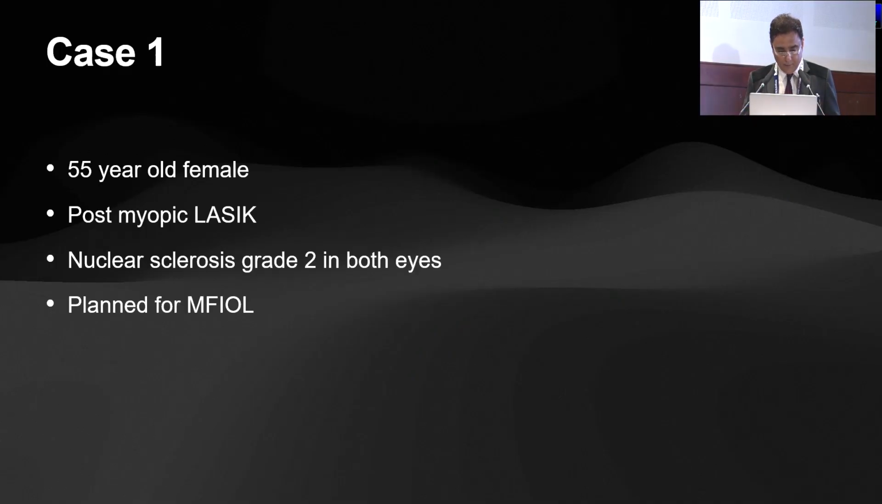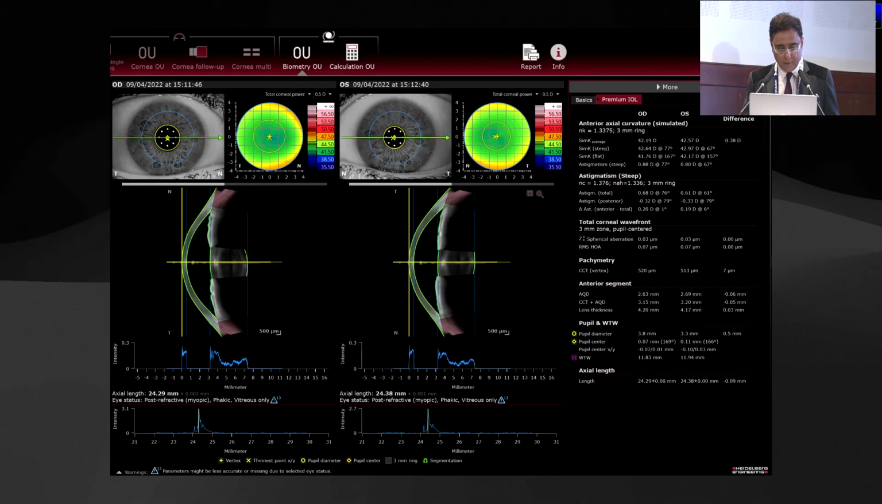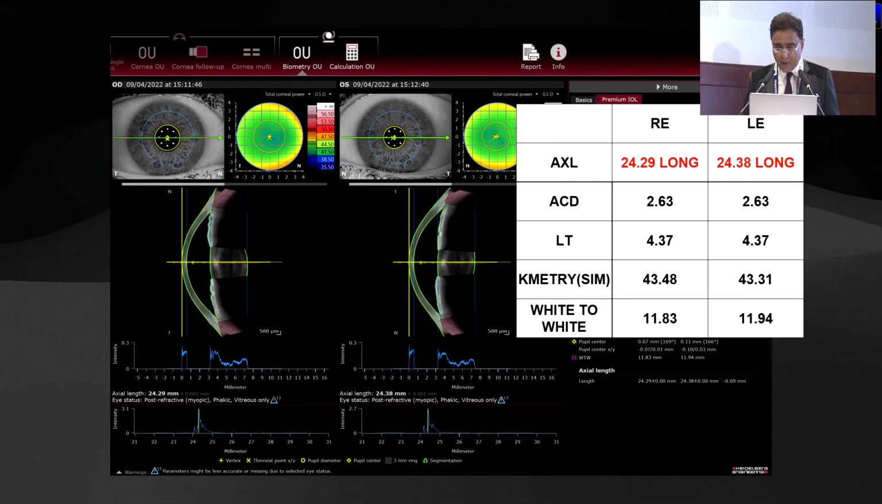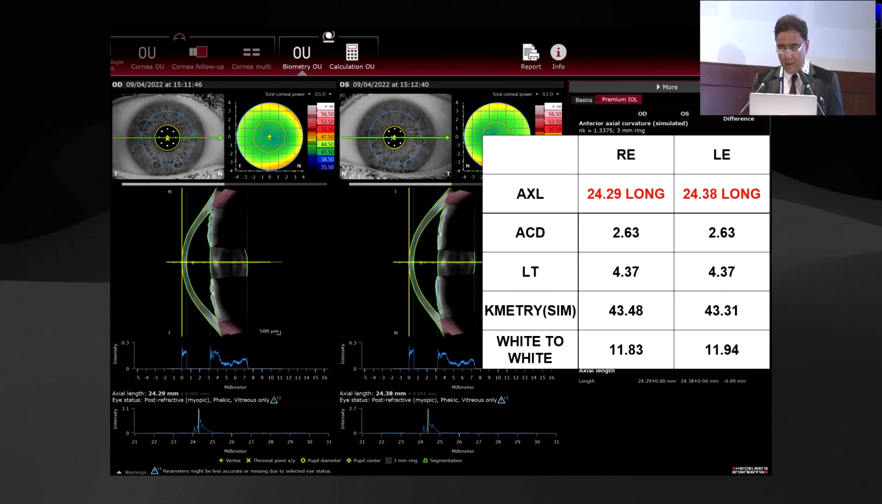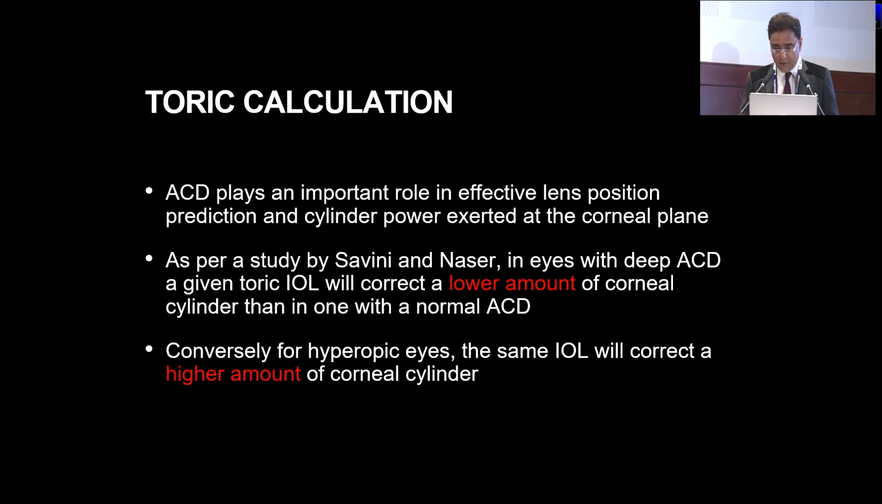Here is just an example of a post-myopic patient, 55 years old, who had LASIK many, many years back. You can see it's a long eye. Anterior chamber is 2.63, lens thickness is good, keratometry and white to white are good. Here we did an ACD calculation, which is very, very important, and I'll tell you why you have to look at ACD. As per a study, a deep ACD in a toric IOL corrects a lower amount of corneal cylinder in myopia, and in hyperopia it is exactly the opposite. So look at ACD when it comes to correction with the IOL.